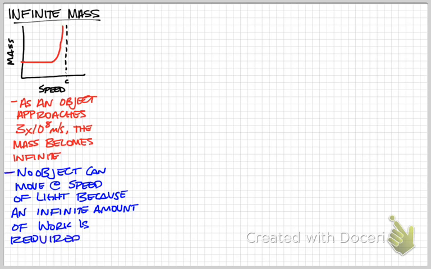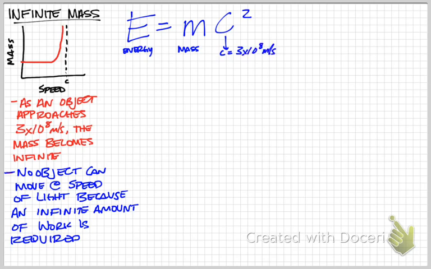Now, we really just kind of need to know those two statements, but the big thing that this gives us, the big thing that Einstein got out of this, was his rather famous equation, E equals mc squared, or energy is mass times the speed of light squared, where c is 3 times 10 to the 8th meters per second. And so if we ever use that equation, we're going to square it.